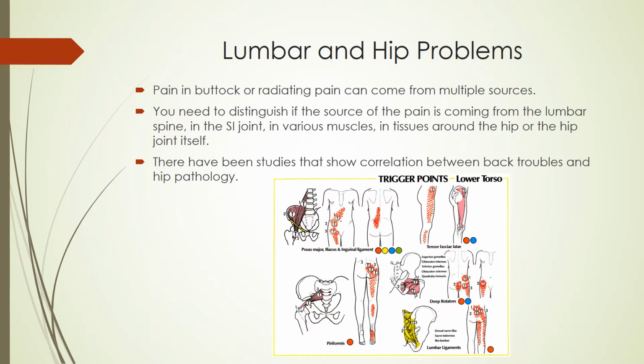So a lot of times there is a correlation between lumbar and hip problems. The pain that you get in your glute region can also be coming from hip pain or SI joint pain. So you need to be able to rule out and distinguish where the source of pain is coming from: whether it's coming from the lumbar spine, or it's coming from the SI joint, or the various muscles or tissues surrounding the hip, or whether it's coming from the hip joint itself instead of the low back. There have been a lot of studies that show correlation between back troubles and having either a previous hip injury or concurrent hip injury with the low back pain.